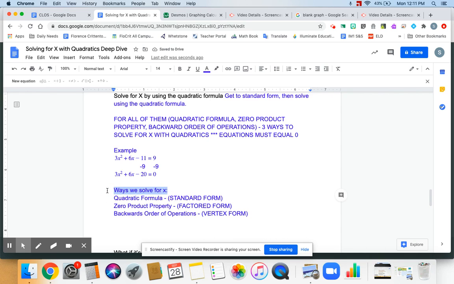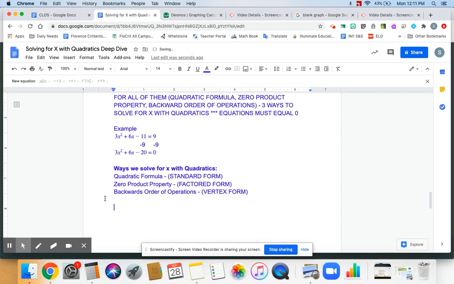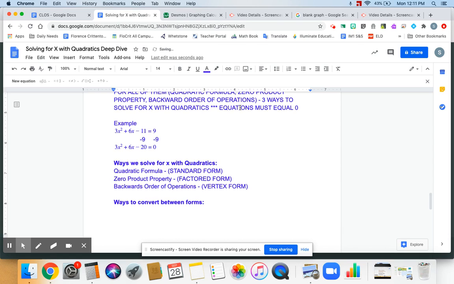So these are the ways we solve for x with quadratics. So those are 3 things you've learned in this unit. The other 3 things you've learned or that we've talked about in this unit is ways to convert between forms. Some ways we convert between forms is we can use distributing. And if we distribute things, which form do we always end up in? Distributing is how we go to standard form.